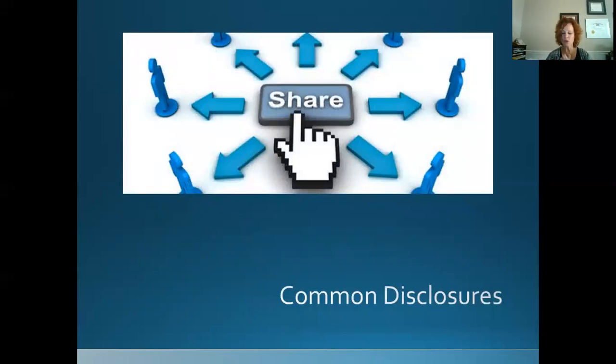So once you know what law applies to the records, you need to determine how disclosures can be made between community and school-based providers and school administrators, and that's what we'll turn to next.